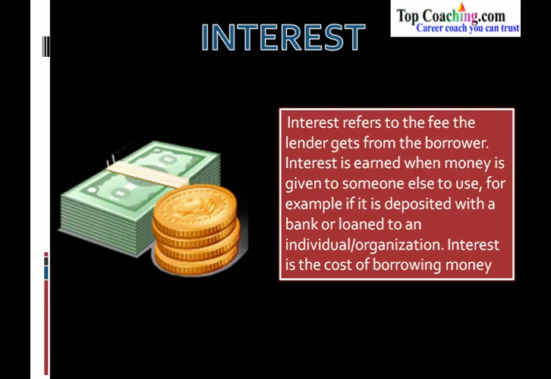Similarly, when the bank gives a loan to some individual or some organization, then it receives some interest on the loan it has given. So interest is actually the cost of borrowing. Whenever I borrow some amount from someone, after some time I have to give an extra amount, and this is actually the cost of borrowing. So interest is simply the extra sum of money that is paid along with the principal amount.